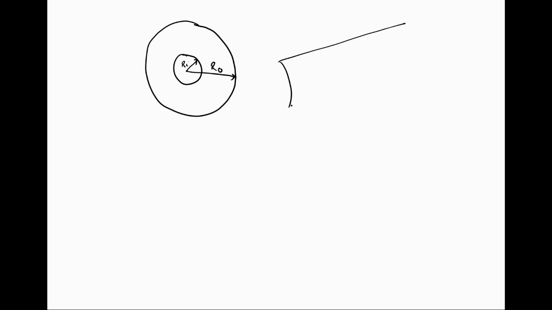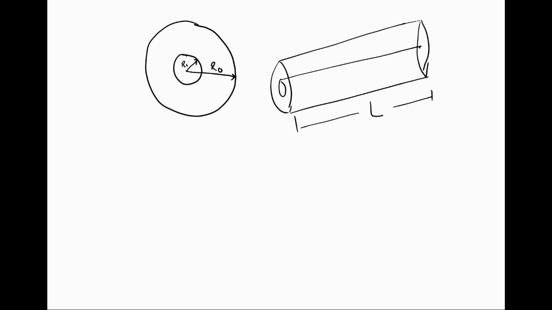Let us say we are given a coaxial line or cable where the central core is the conductor, and then there is this insulation made of dielectric. So let us say this is Ri and this is Ro. Now this is the cross section. If I try to see longitudinally, what will I see? Let us say this is the same cylindrical cable, and let us say its length is L, and at the center is the conductor.